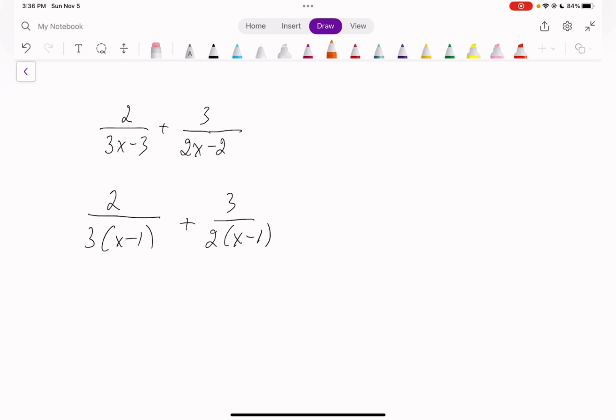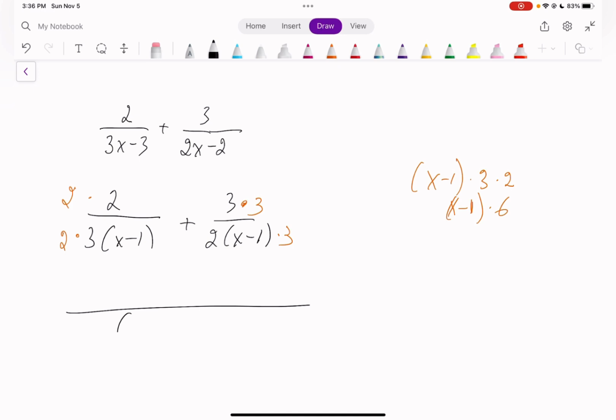Well, common denominator is going to be x minus 1 times 3 times 2, which is x minus 1 times 6, right? So here I'm multiplying by 2, here I'm multiplying by 3, to get the same denominator. And what do we get? We are getting 6 times x minus 1. Here will be 4 plus 9, and it's going to be 13 over 6 times x minus 1.